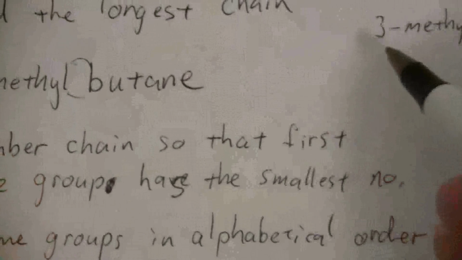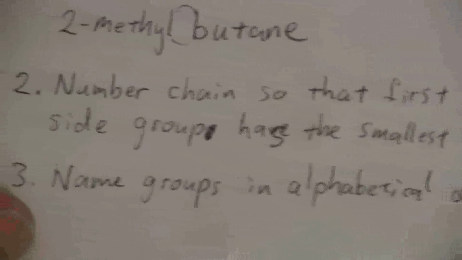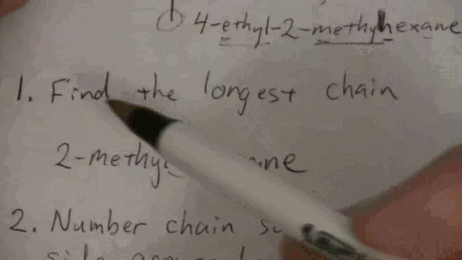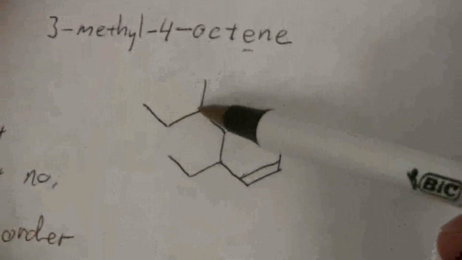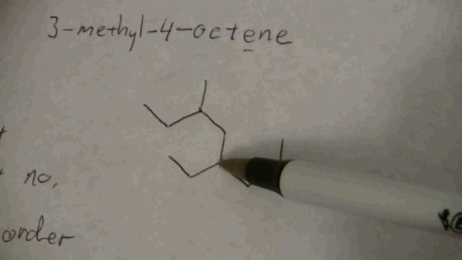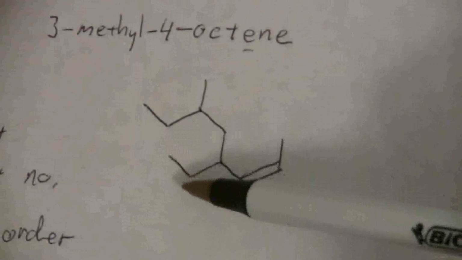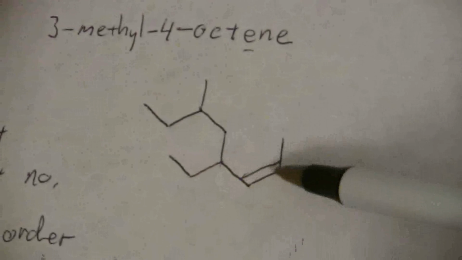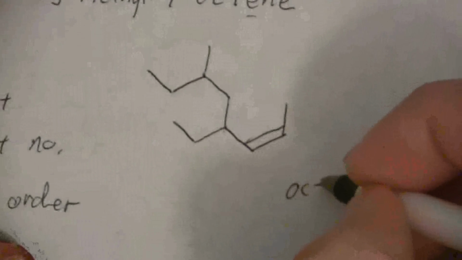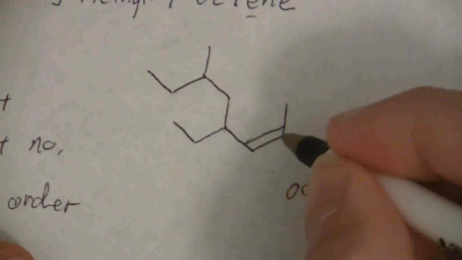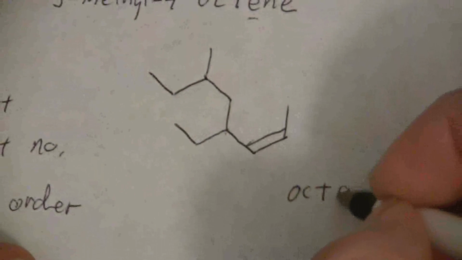So we just follow our rules. Our first rule: find the longest chain. All right, so what's the longest chain? 1, 2, 3, 4, 5. I'd only get to 7 if I went that way. So 6, 7, 8. So again, this is an oct, and then it's a double bond there. So it's going to be an octene.